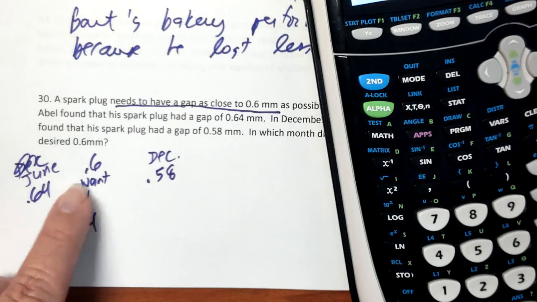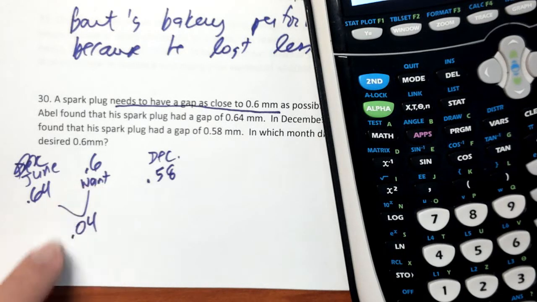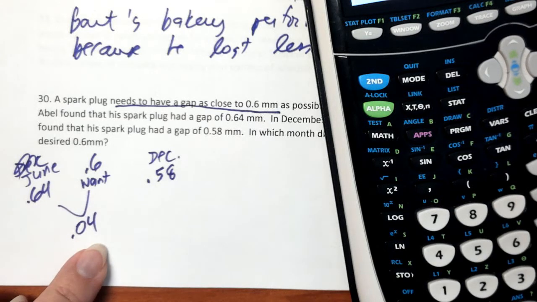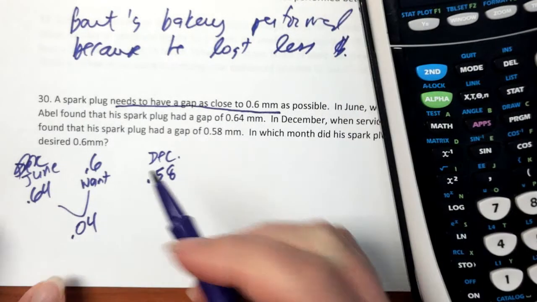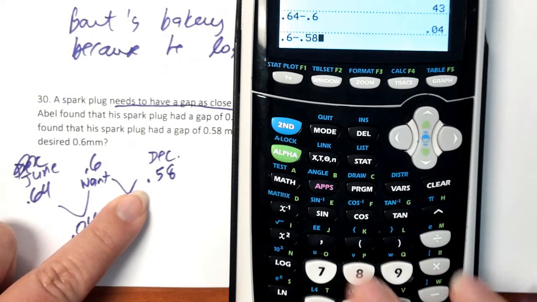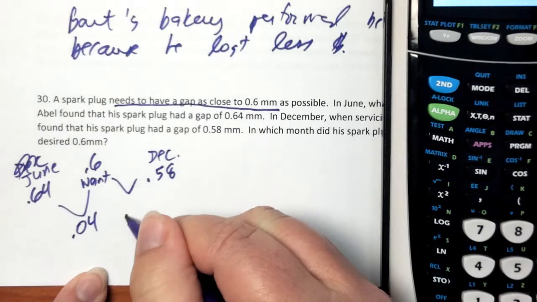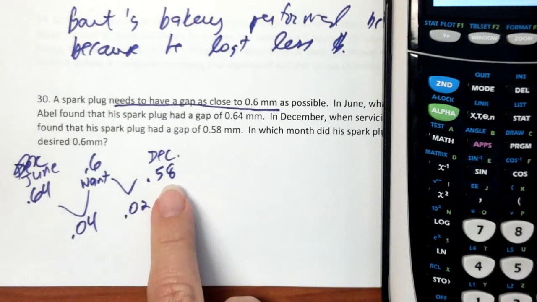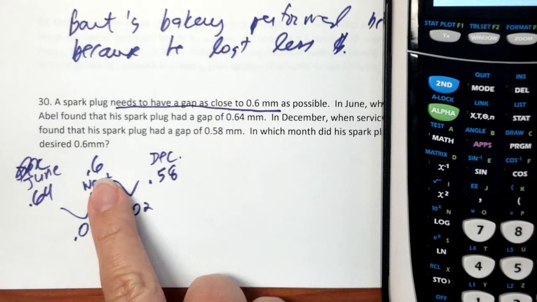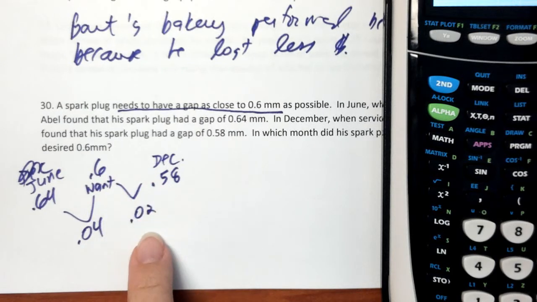Now notice it was above. 0.64 is bigger than 0.6, so it was above the desired measurement, but it was 0.04 away from that desired measurement. In December, 0.6 minus 0.58, it's 0.02 away. So in December, it's smaller than he wanted. 0.58 is smaller than 0.6, but it was 0.02 away.